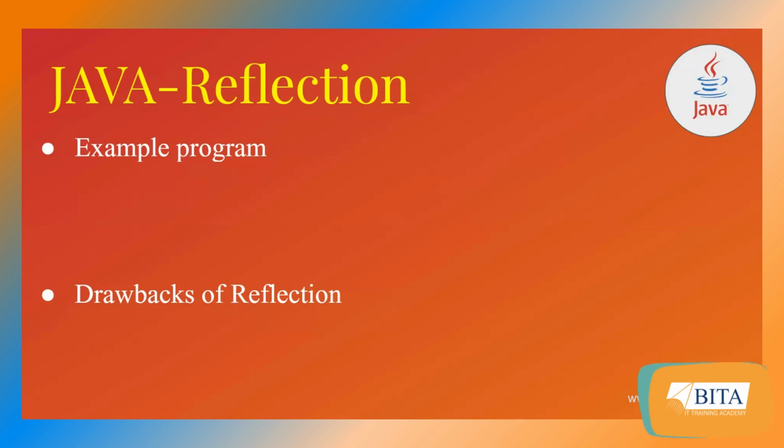And the next one is security restriction, because it requires runtime permissions, since these APIs are performed during runtime. So it gets the permission at runtime, and that can create a security issue. And the third one is exposure of internals. That is, a private class is also exposed to all the users, which is considered exposure of internals. So these are all the drawbacks of using the reflection API.